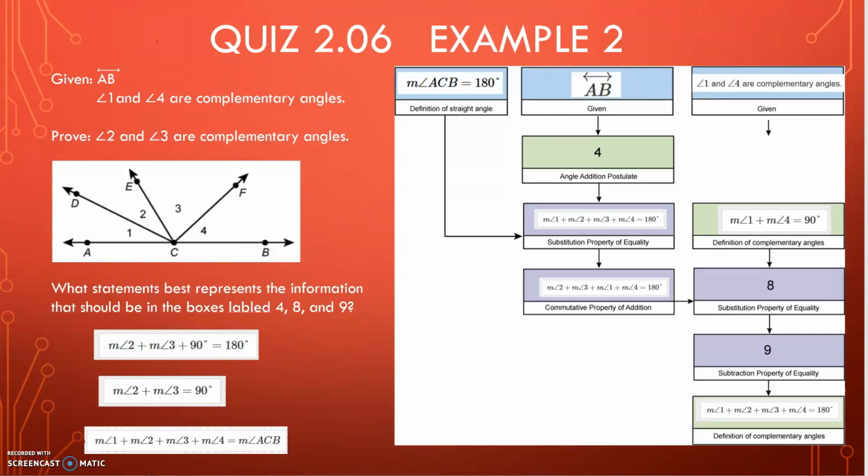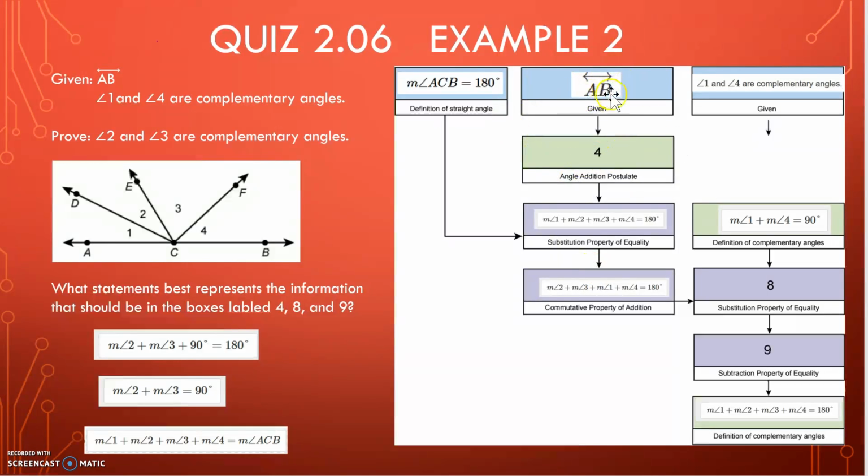Alright, we're on quiz 206, example 2. We're given that line AB and that angle 1 and angle 4 are complementary angles. We're going to prove that angle 2 and angle 3 are complementary angles. So what we're looking for is what statements best represent the information that should be in the boxes labeled 4, 8, and 9. So first, we're going to look at 4.